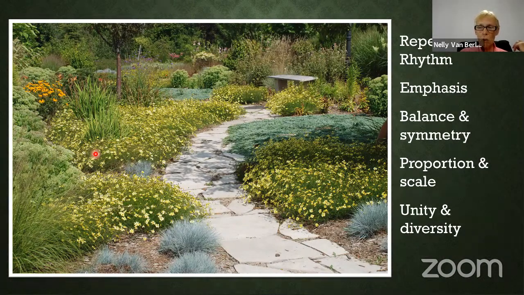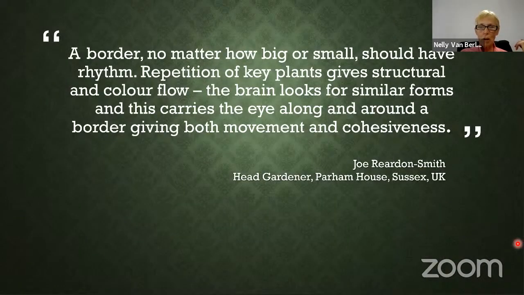And I saw this quote in English Gardener magazine. I thought it just made sense to include it. It says a border, no matter how big or small, should have rhythm. Repetition of key plants gives structural and color flow. The brain looks for similar forms, and this carries the eye along and around a border, giving both movement and cohesiveness.